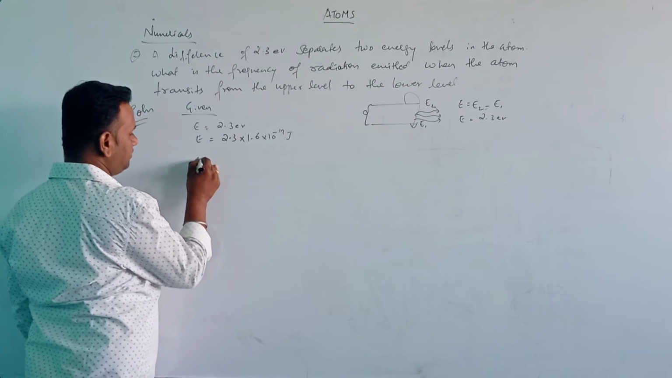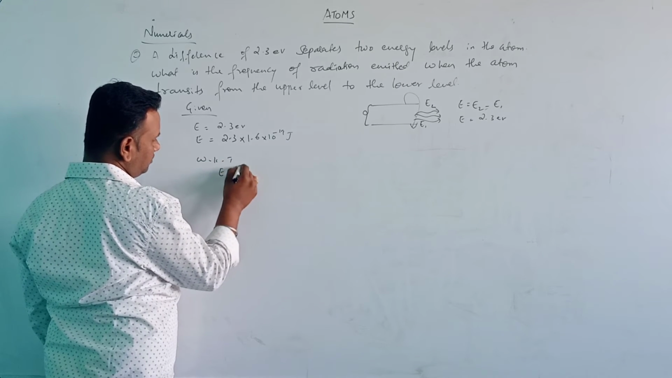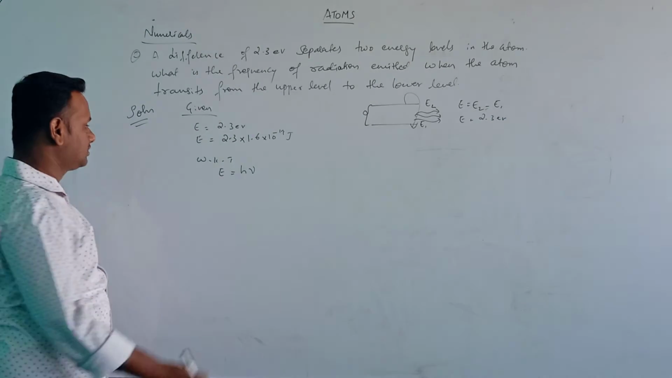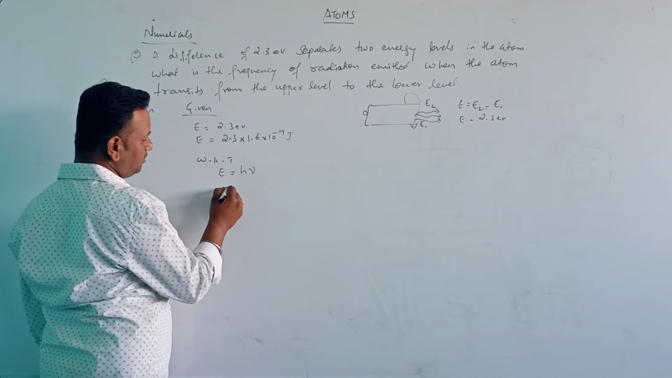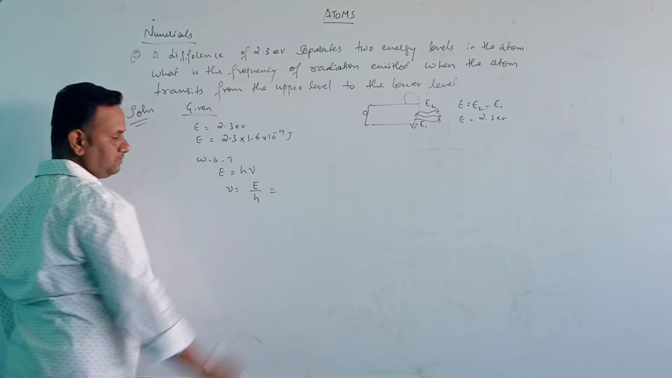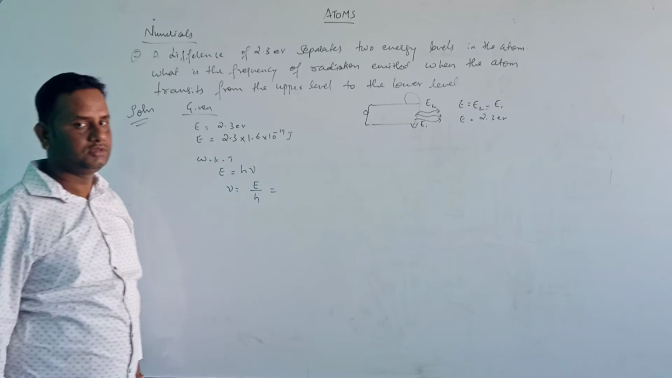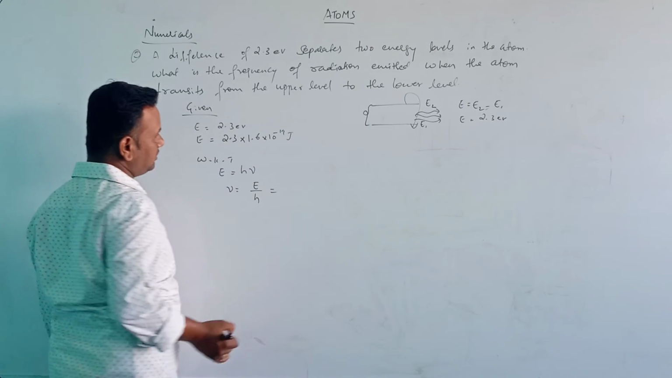सो वी नो दैट E is equal to h nu, राइट. सो अब हमें ये फ्रीक्वेंसी पता करनी है. सो nu is equal to E by h. Okay. So now we can put this one. So here nu is equal to E by h.